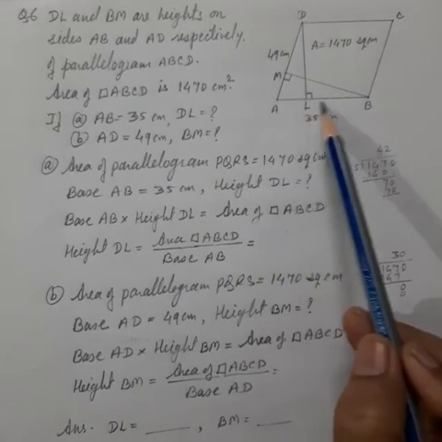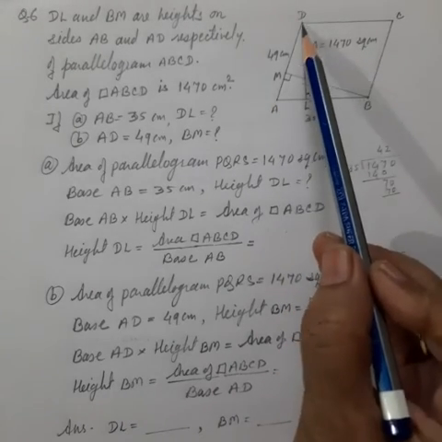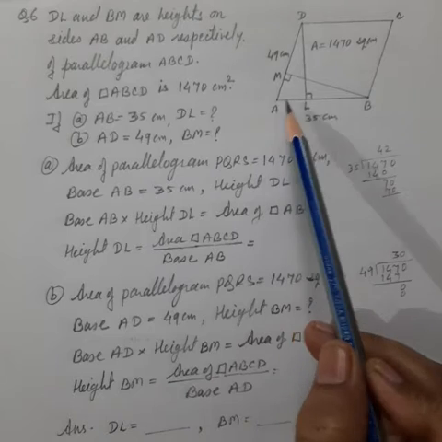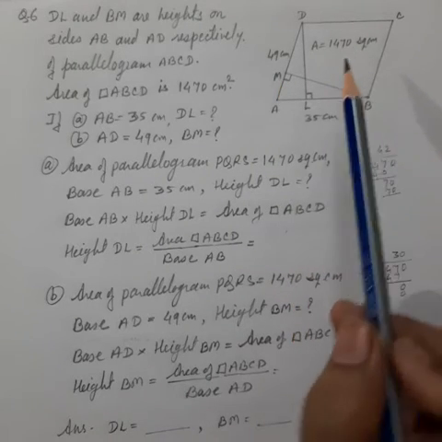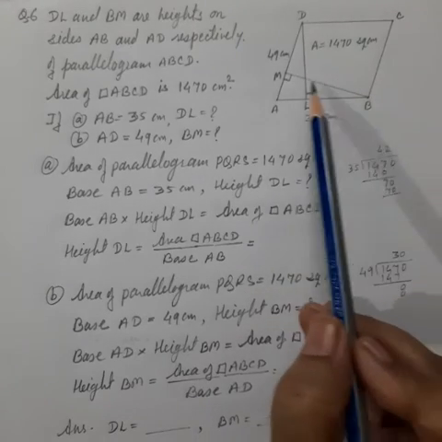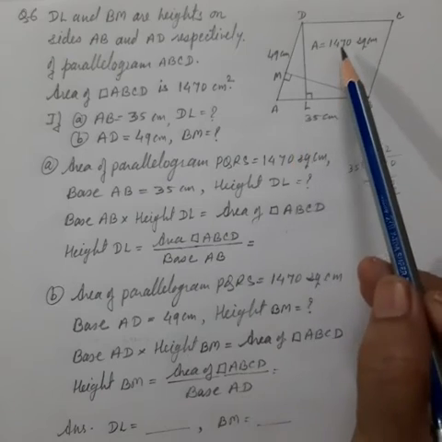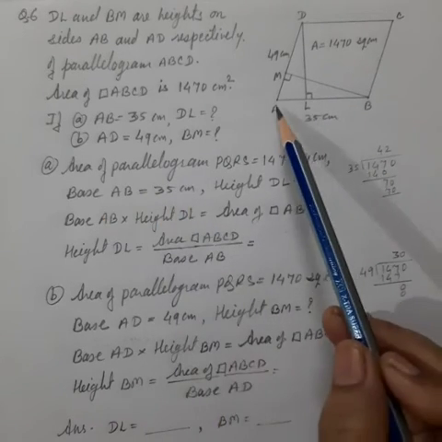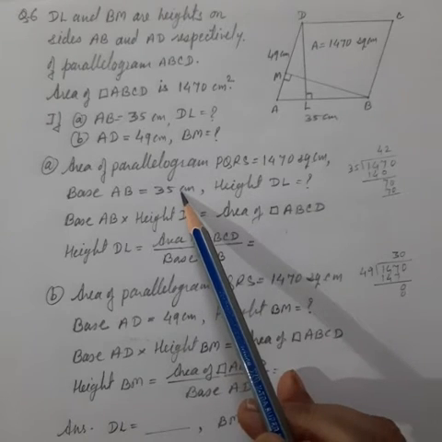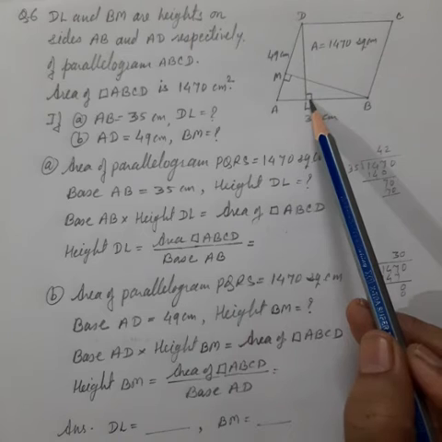Question 6. Here ABCD is given a parallelogram. DL is the height on base AB and BM is the height on base AD. The bases are given and area is given. We have to find out their corresponding heights. Area of the parallelogram is given 1470 square centimeter. Base AB is given 35 centimeter and we have to find out its corresponding height DL.